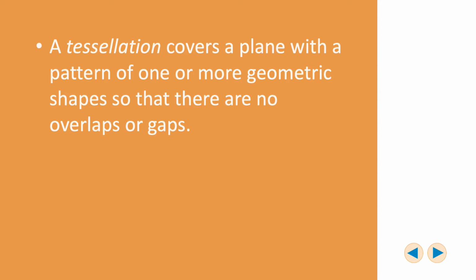One of the words that we're looking at is a tessellation. A tessellation covers an area with a pattern of one or more geometric shapes so that there are no overlaps or gaps. We'll go into tessellations a little more toward the end of the book, but we often see things with shapes with no gaps, like flooring tile or backsplash. It's very important that these shapes line up well together. If they have a gap, it's not going to look good.